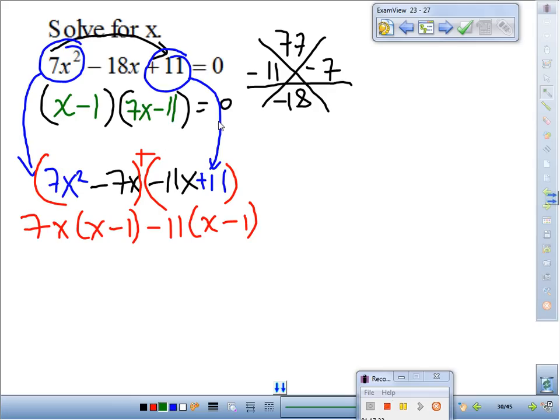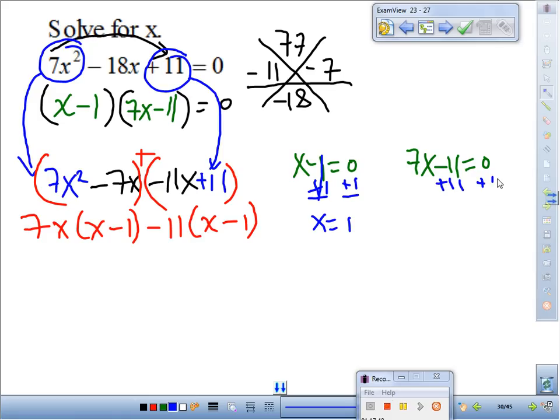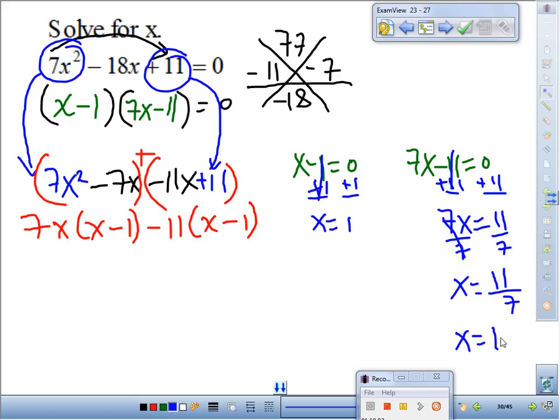Now we set each one of these equal to 0. So this one is x minus 1 equal to 0. This one is 7x minus 11 equal to 0. Let's solve. Plus 1 plus 1, x equals 1. Plus 11 plus 11, 7x equals 11, divide by 7, divide by 7, x equals 11 over 7. If you want to simplify that a little bit more, 7 fits in there one time, and we have 4 sevens.